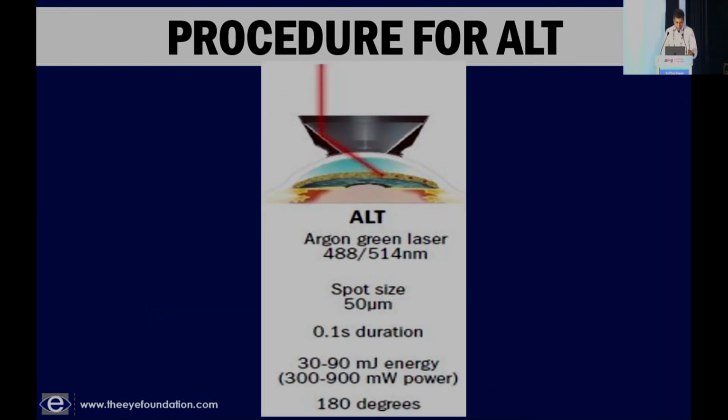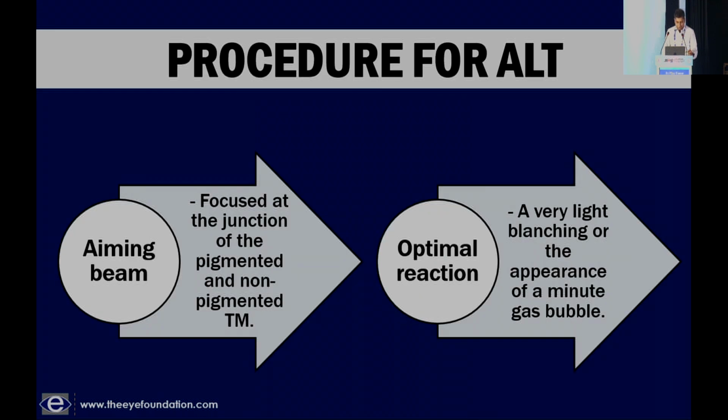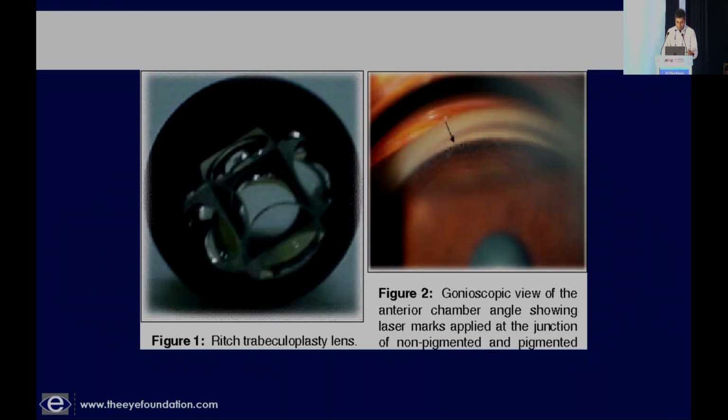In ALT, we use argon laser of 488 to 540 nanometers. Spot size is larger compared to SLT, which is 50 microns. The duration is also longer, 0.1 second. And the energy used is also more, 30 to 90 millijoules of energy. And at a sitting, we only treat 180 degrees. In the procedure of ALT, we aim the beam at the junction between pigmented and non-pigmented epithelium. Optimal reaction is a slight blanching.